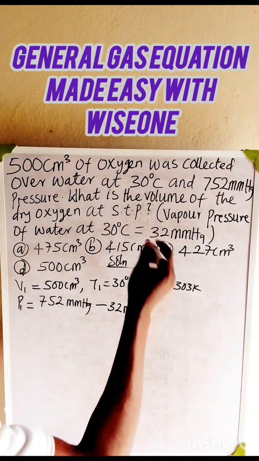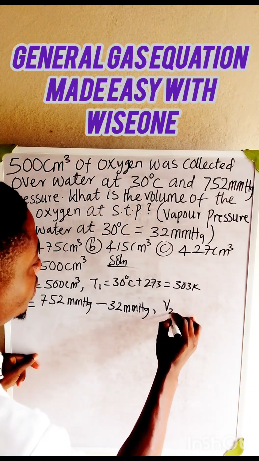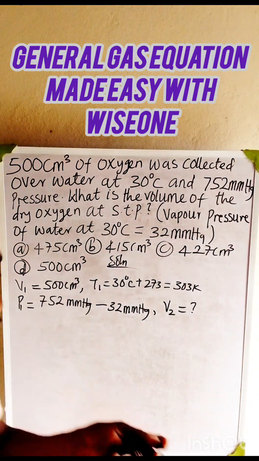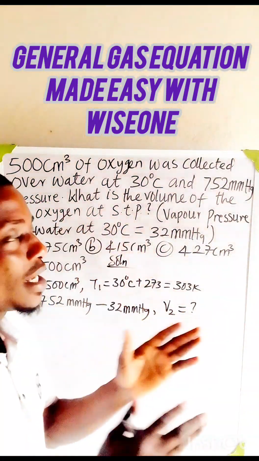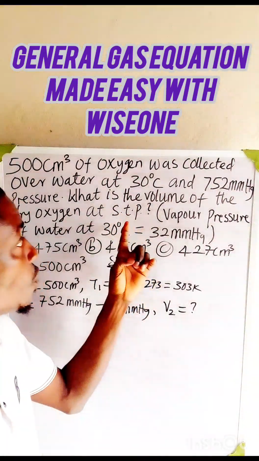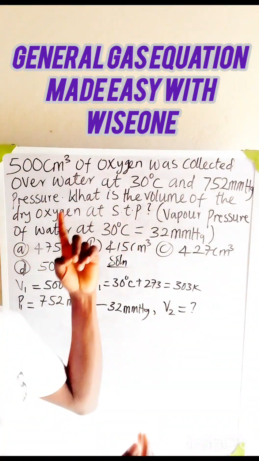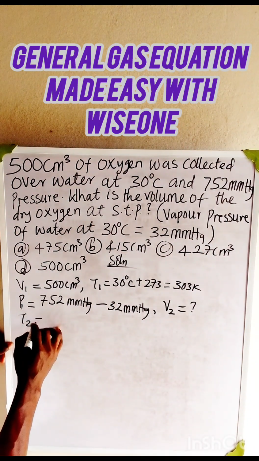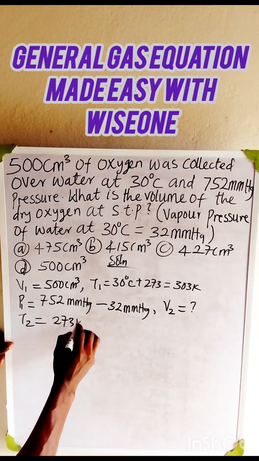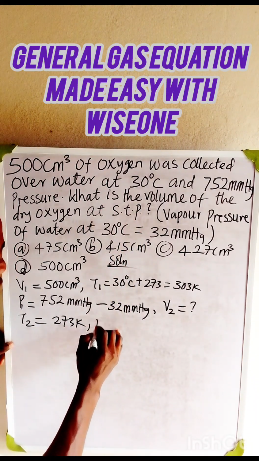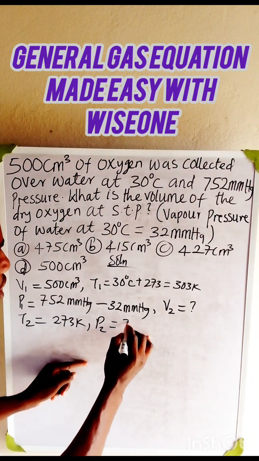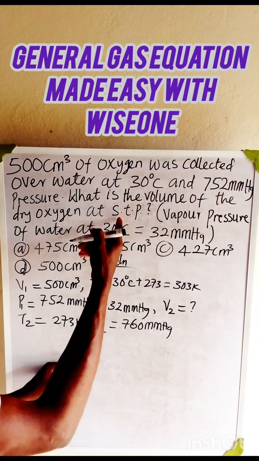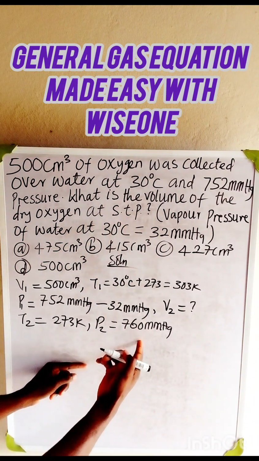What next? The next thing we are asked is, what is our V2? What is the volume of the oxygen at STP? When you see STP, it stands for standard temperature and pressure. There's a standard value for temperature and a standard value for pressure, so we want to make use of those. Our T2 will be that standard value, which is 273 Kelvin. Our pressure, P2, will also be the standard value, which is 760 millimeter mercury. Immediately you see STP, you apply these standard values.